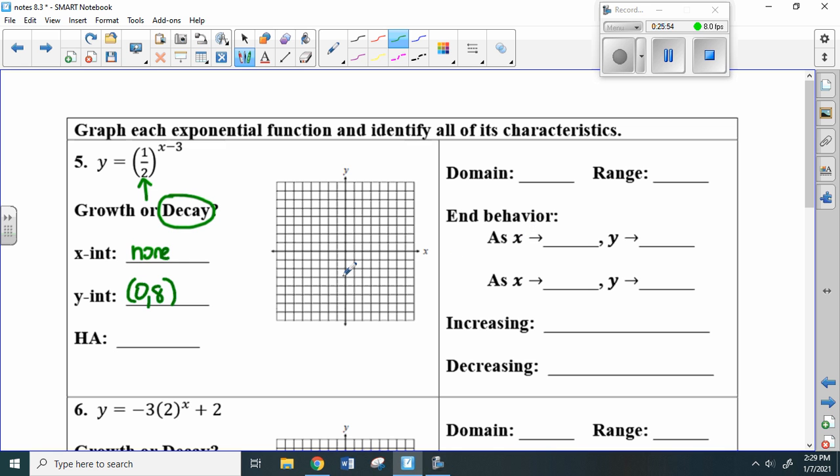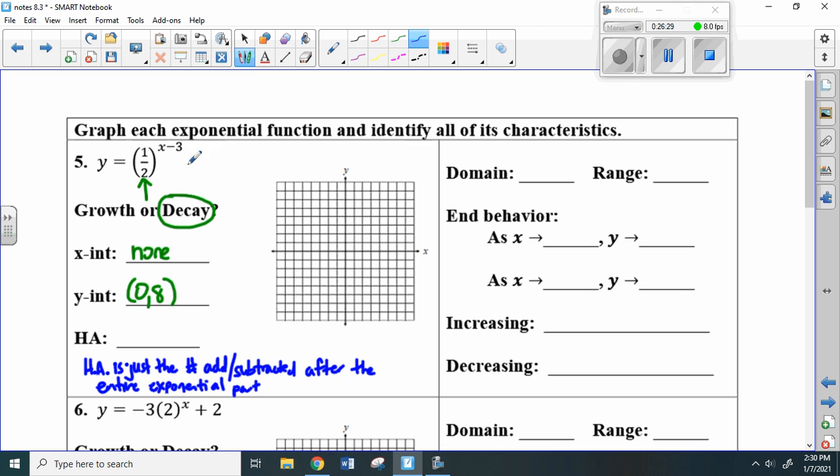Okay, but I do need to talk about the horizontal asymptote. Well, make yourself a note. The horizontal asymptote is just the number added or subtracted after the entire exponential part.